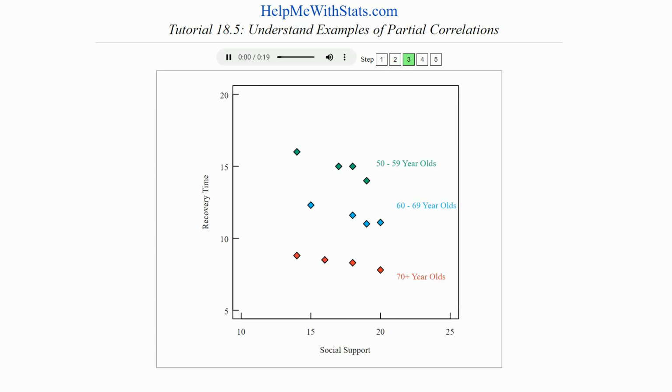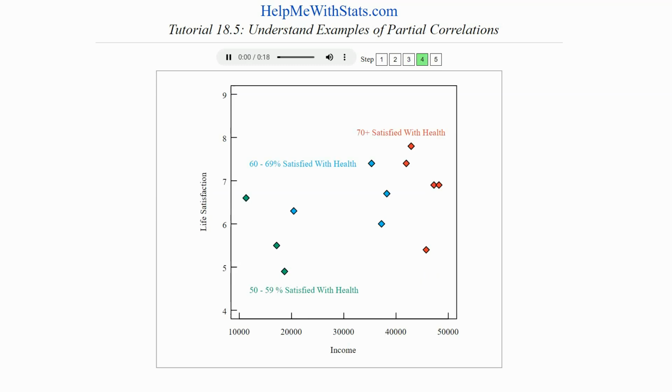There is a small, 0.29, correlation between social support and recovery time, all points in display. When we control for age, separated by color, the partial correlation between social support and recovery time is very strongly negative, minus 0.91. There is a moderate correlation, 0.45, between income and life satisfaction, all points in display.